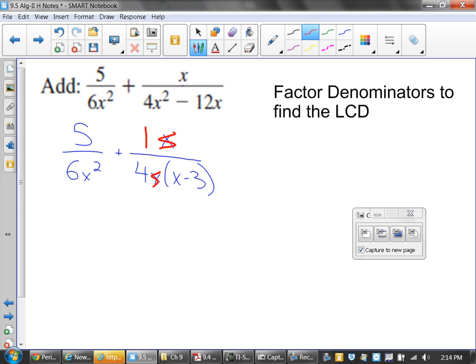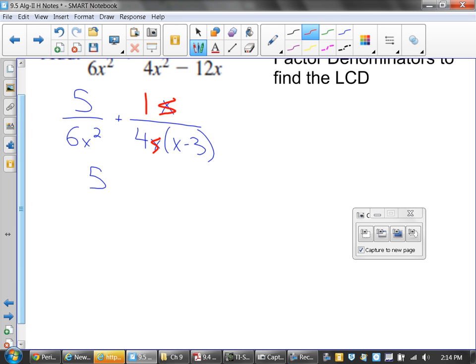So as of right now, we have a new fraction. First one's the same, 5 over 6x squared, plus 1 over 4 times x minus 3. Now we have to worry about our common denominator.